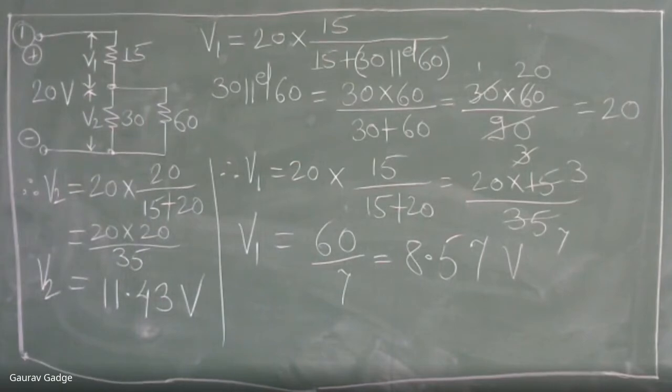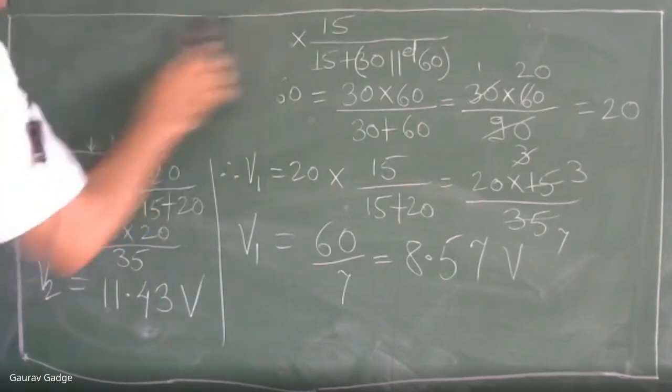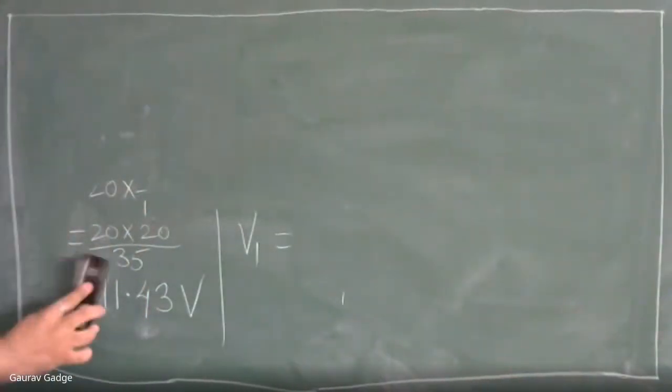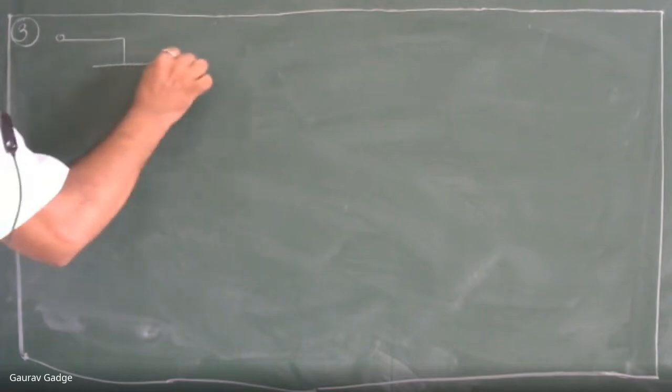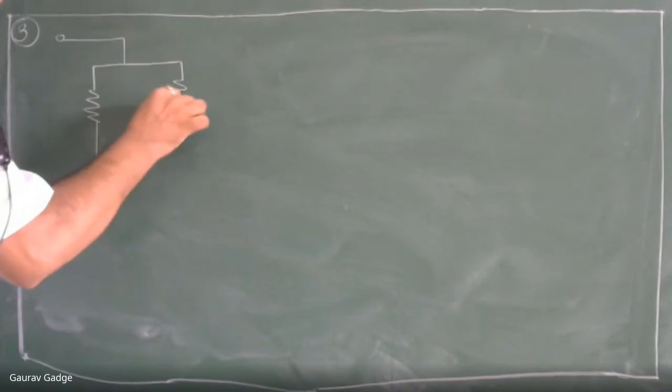Okay, so this is your second numerical. Please keep a note of it. Now I take the third numerical. I have given two numericals on voltage division. Now I solve the third numerical. In the third numerical, we have this kind of circuit.